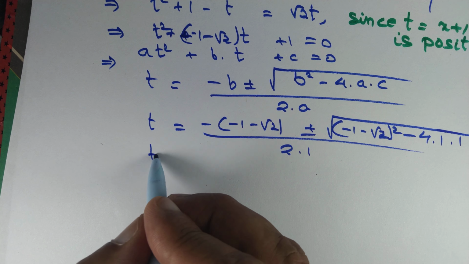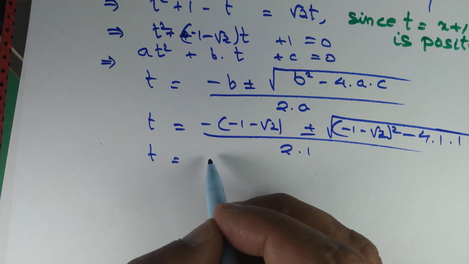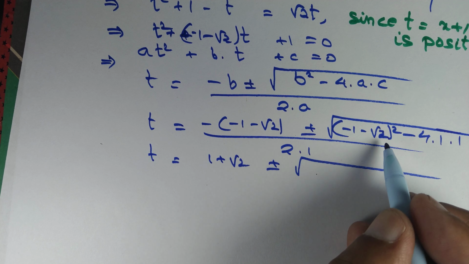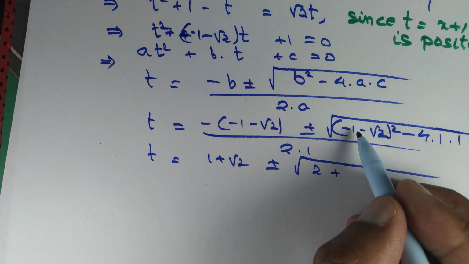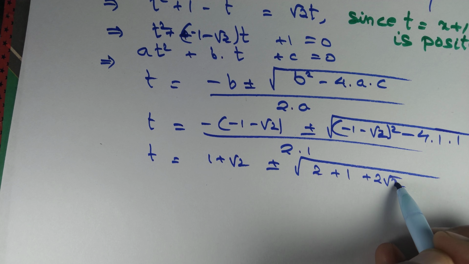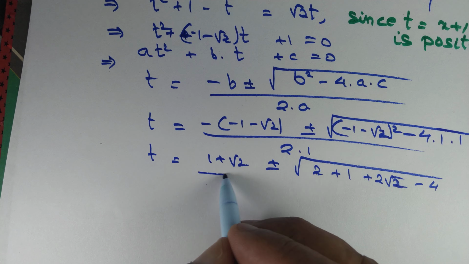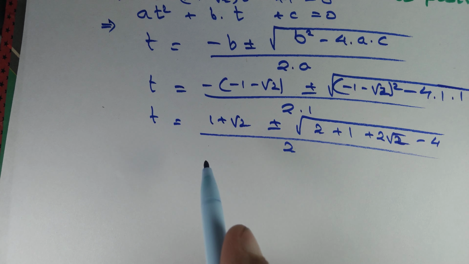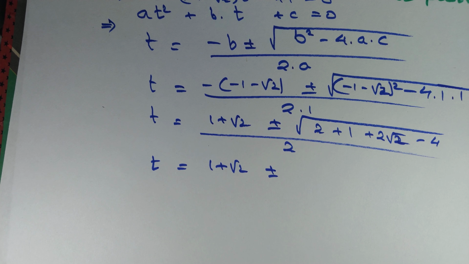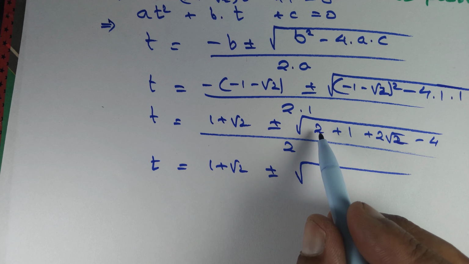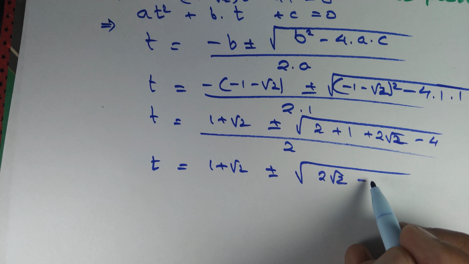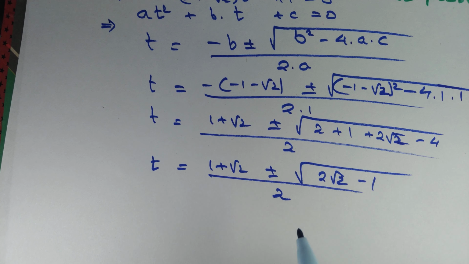So t equal to negative of negative is positive. So 1 plus root 2 plus minus root over, root 2 square is 2, 1 square is 1, plus 2 root 2, minus 4, divided by 2. So t equal to 1 plus root 2 plus minus square root of 2 plus 1 is 3, so 2 root 2 minus 1, by 2.